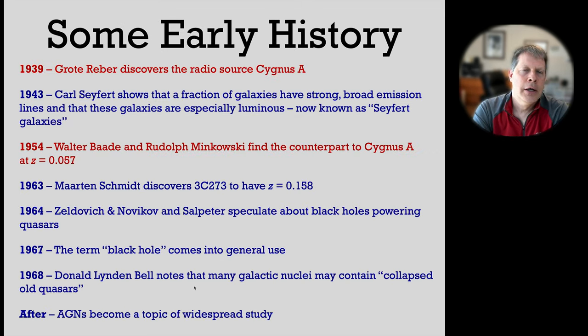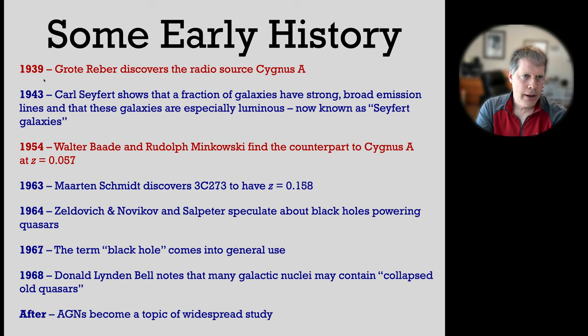Okay, so now I'm going to talk about one extremely well-studied example of a radio-loud AGN. I'm going to go back to our little history now, going to the next slide along. So now we're in 1939. And in 1939, a man named Grote Reber, who remarkably was an amateur radio astronomer, who built a radio telescope in his backyard, discovered a radio source now named Cygnus A, the A indicating that it is the brightest radio source in the constellation of Cygnus.